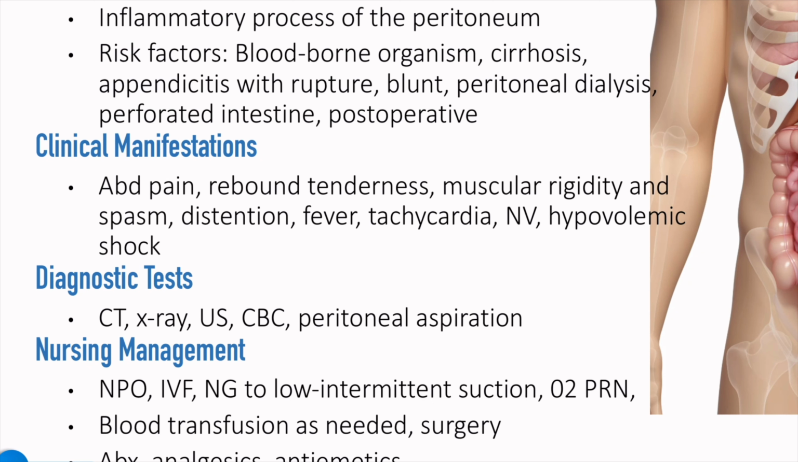Serious complications of peritonitis may include hypovolemic shock, sepsis, abscesses within the abdomen, intestinal paralysis, and respiratory distress syndrome. Without prompt medical intervention, peritonitis can be fatal.